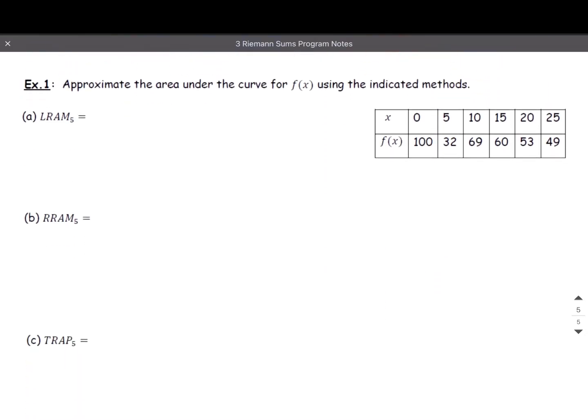Let's approximate the area under the curve for f of x using the indicated methods. So we're going to do an LRAM sub 5. Now notice there's 1, 2, 3, 4, 5, and it's very nice because each of those changes in the interval has a length of 5. So our LRAM, I can factor out our base, which is 5, and from 0 to 5, 0 is on the left, so we're going to use f of 0, f of 5, f of 10, f of 15, f of 20. We are not going to use the 25, which is the rightmost endpoint.